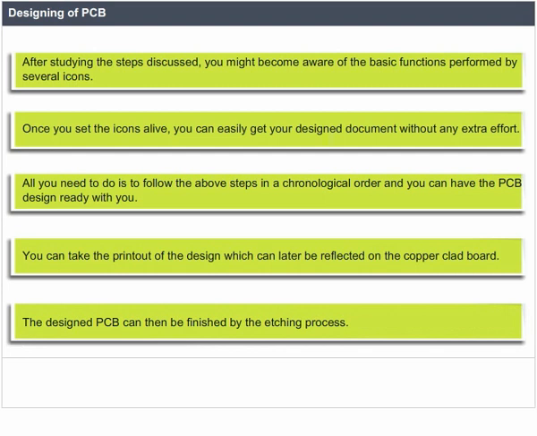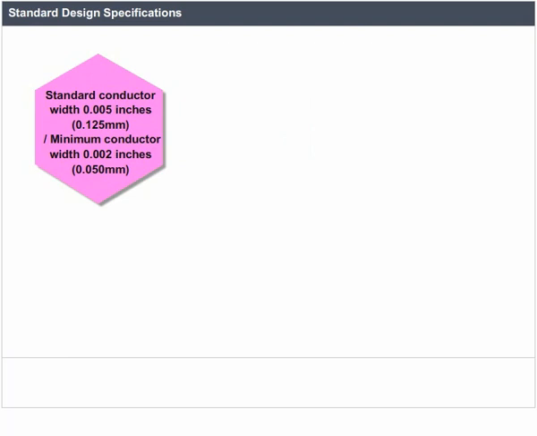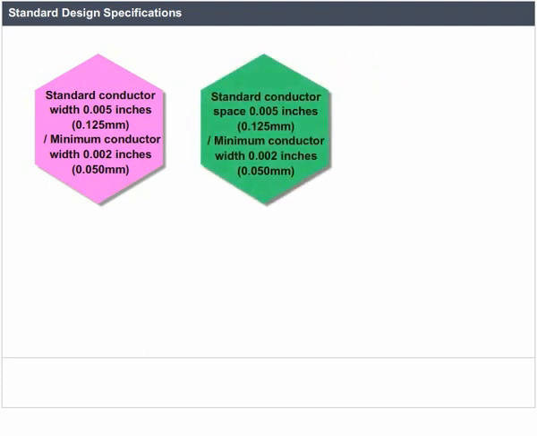Standard design specifications. Standard conductor width 0.005 inches, 0.125 millimeters. Minimum conductor width 0.002 inches, 0.05 millimeters. Standard conductor space 0.005 inches, 0.125 millimeters. Minimum conductor space 0.002 inches, 0.05 millimeters.